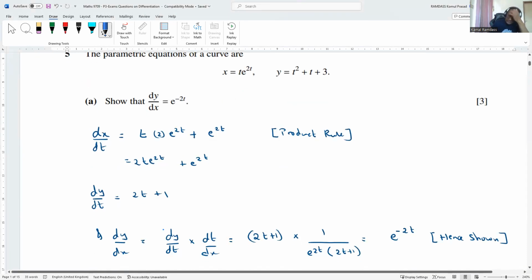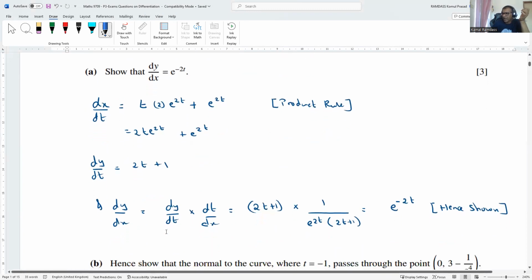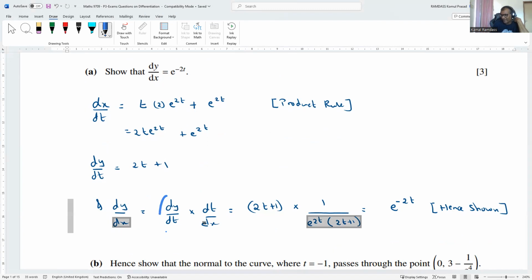Et dy by dt, moi, je différencie ça directement, 2t plus 1. Et là, dy by dx. Dy by dx is equal to dy by dt multiplied by dt by dx. OK? Et comment dire, ça cancel, hein? Et nous besoin faire de la forme là. Et là, on prend dy by dt, multiplied by dt by dx, ça veut dire reciprocal of this part.